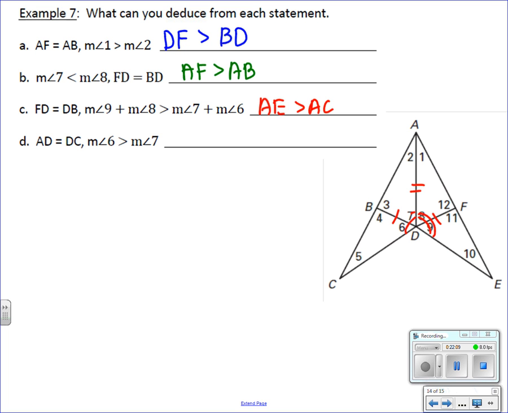Our next example. AD is equal to DC. But 6 is greater than 7. So 6 I'm going to mark with 2. 7 I'm going to mark with 1. That's equal. Since 6 is greater than 7, CB is going to be greater than AB.